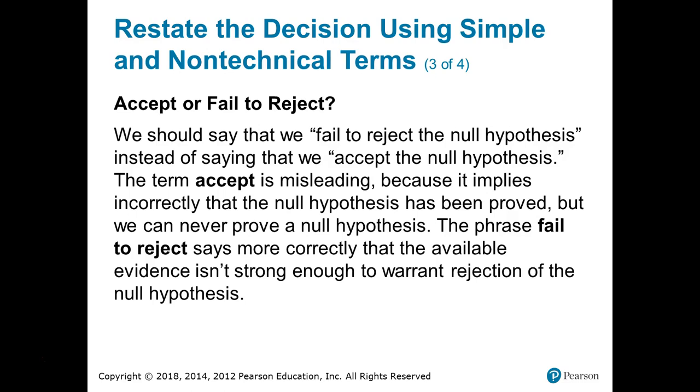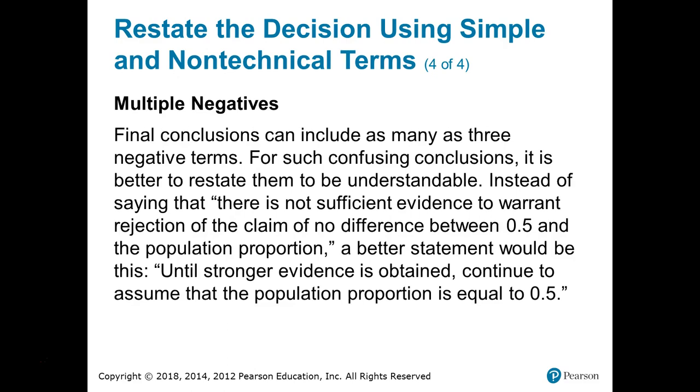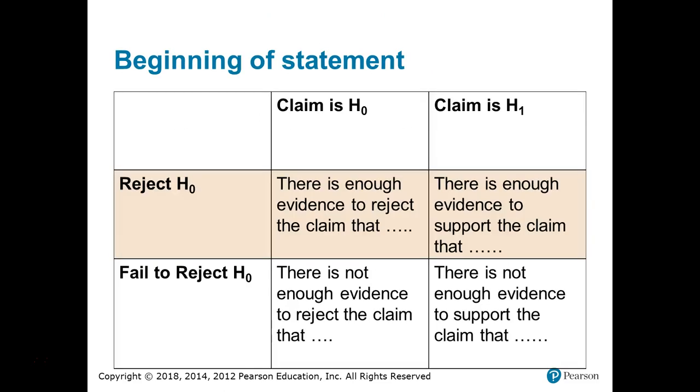The phrase fail to reject says more correctly that the available evidence isn't strong enough to warrant rejection of the null hypothesis. Final conclusions can include as many as 3 negative terms. For such confusing conclusions, it is better to restate them to be understandable. Instead of saying there is not sufficient evidence to warrant rejection of the claim of no difference between 0.5 and the population proportion, a better statement would be this: until stronger evidence is obtained, continue to assume that the population proportion is equal to 0.5.